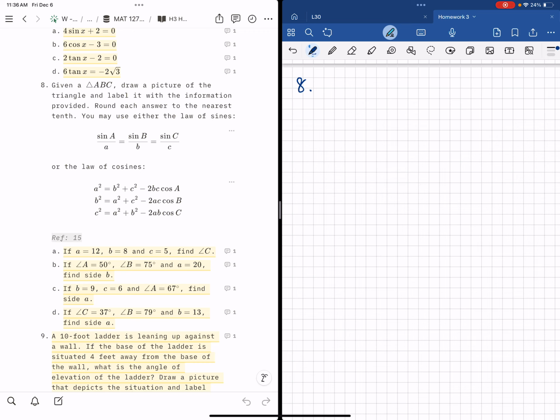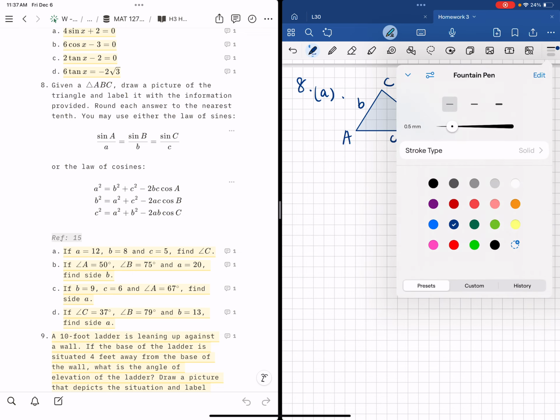Actually, before we do that, let's label our triangle. Oh yeah, we could label as we go. So part A says A is 12, B is 8, C is 5. Find angle C. So all you need to do is just draw a very generic triangle like this. And then you could label A, B, C any way you want. I usually just do either clockwise or counterclockwise. And then the side of the triangle is opposite of the angle, how you label it. So opposite of angle A, that's side A. Opposite of angle B, that's side B. And opposite of angle C, that's side C. So that would be how you label your triangle.